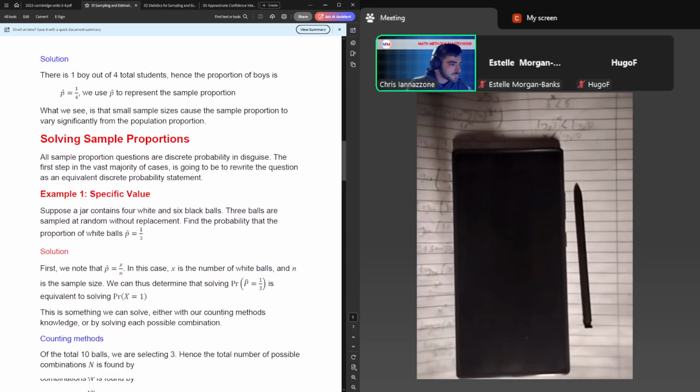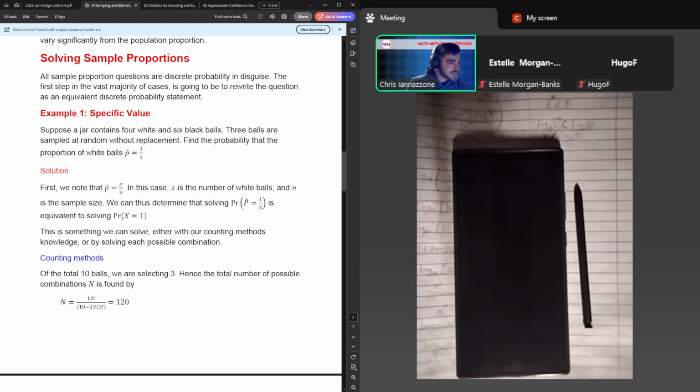But okay, cool. So that being the case, now we look at how we solve these sample proportions. This is a lot of what we do. We use P hat in pretty much the majority of what's going on in this particular topic. So first things first, we want to figure out how we calculate a specific sample proportion. So in this case, we have a jar with 4 white, 6 black. 3 balls are sampled at random without replacement.